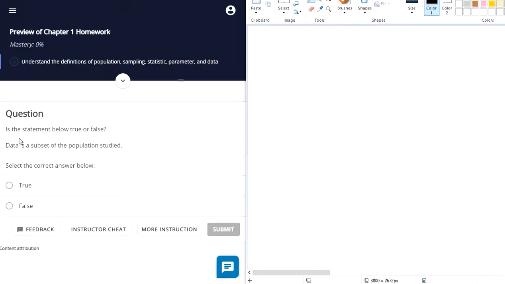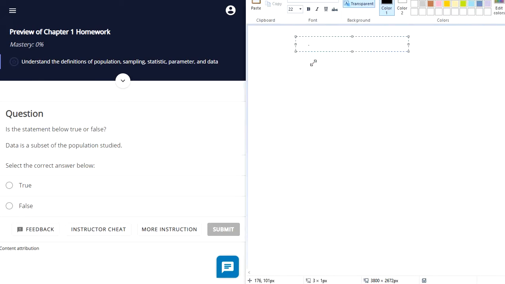So we're asked, is the statement true or false? Data is a subset of the population studied. So before we do that, we talk about data as two types.